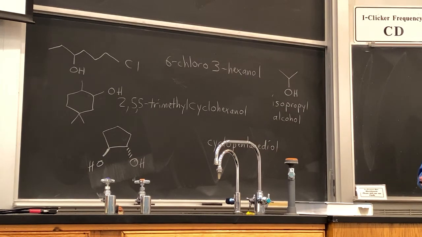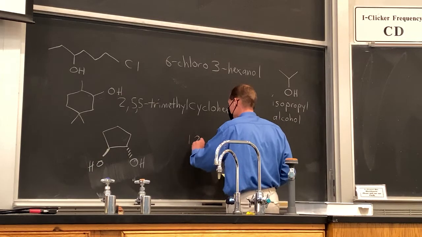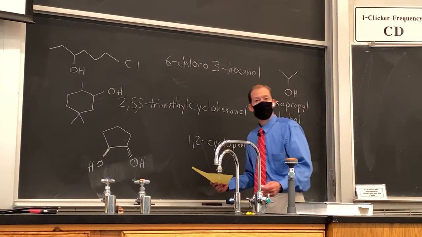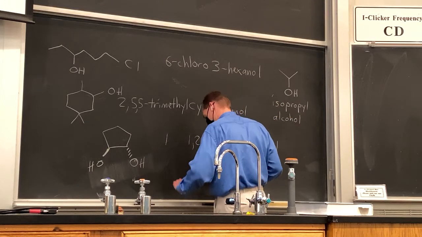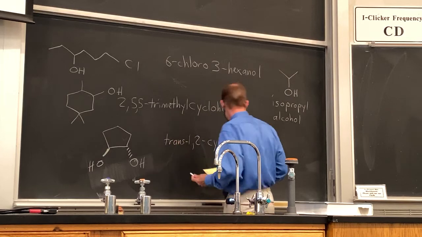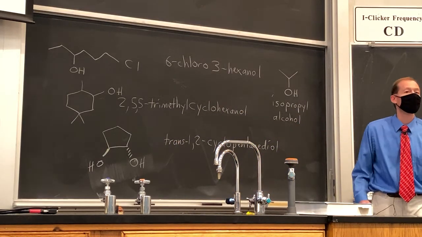Because we have more than one OH group, we now have to use numbers. So what numbers go in front here? 1, 2. And then do we need something else? We need the prefix trans in this case. Okay, trans-1,2-cyclopentanediol.